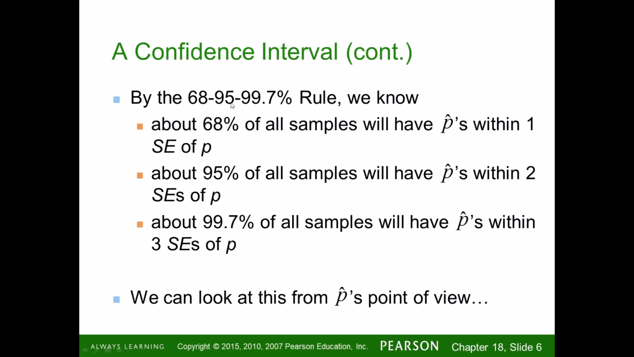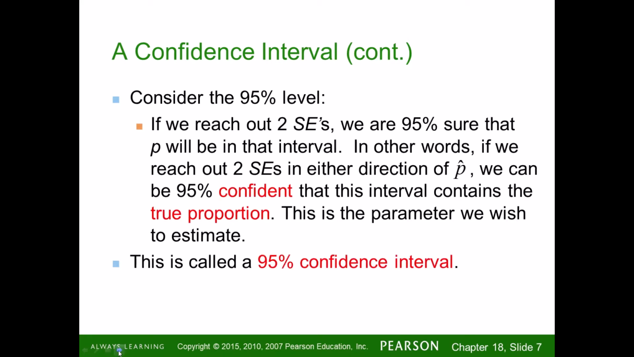We will use the 95%. So we'll look at the p-hats from that point of view. So consider what we will take out of that, the 95% level. If we start out with p-hat as the center of our estimate, and we move out 2 standard errors in either direction, so it'll be p-hat plus 2 standard errors on the high end, and p-hat minus 2 standard errors on the low end, we will get a range of values from low to high that we can be 95% confident will contain the true proportion.